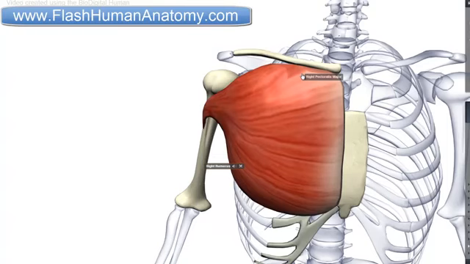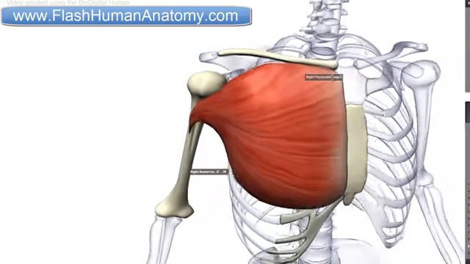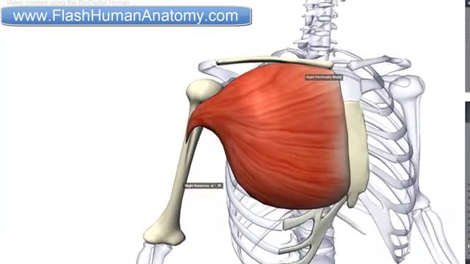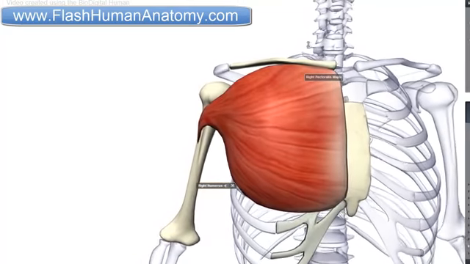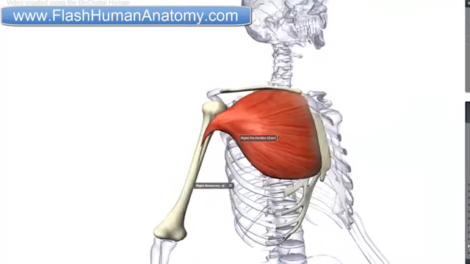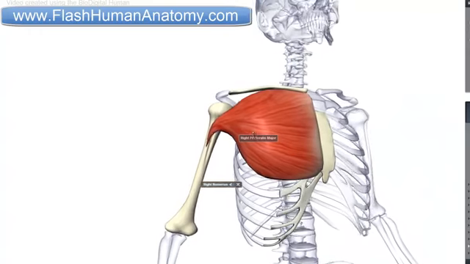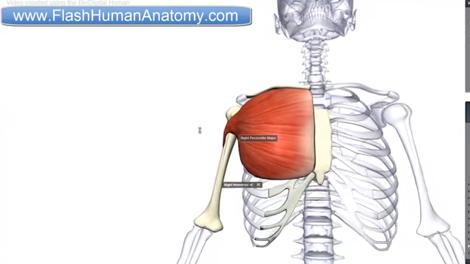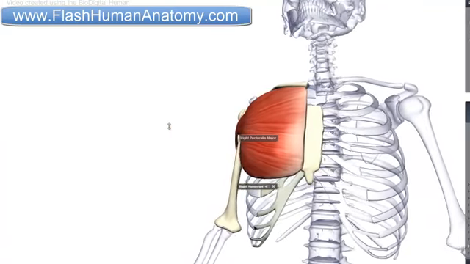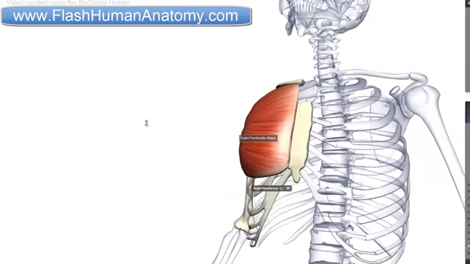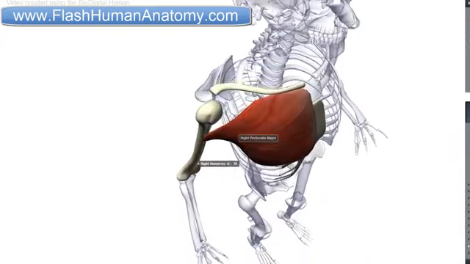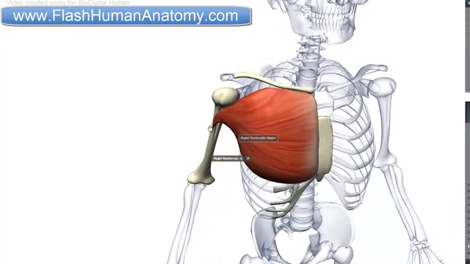Now, the clavicular head of this muscle is innervated by C5 and C6. The sternocostal head is innervated by C7, C8, and T1. These heads also have different functions. The clavicular head flexes the humerus. The sternocostal head extends the humerus. And the muscle as a whole adducts and medially rotates the humerus. It medially rotates it because it is attached more laterally, as you can see here.